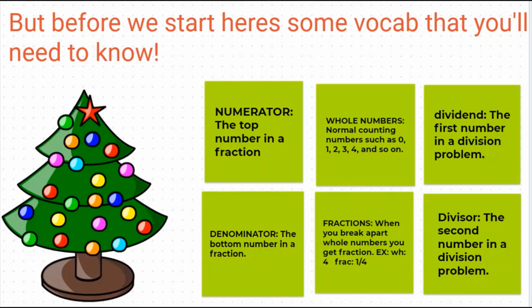A dividend is the first number in a division problem. The divisor is the second number in the division problem. So now let's begin.